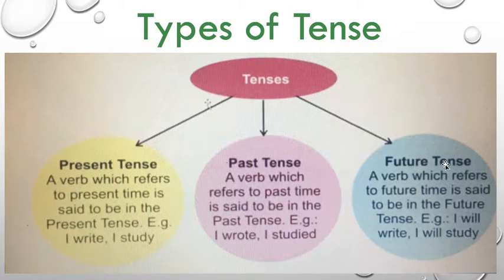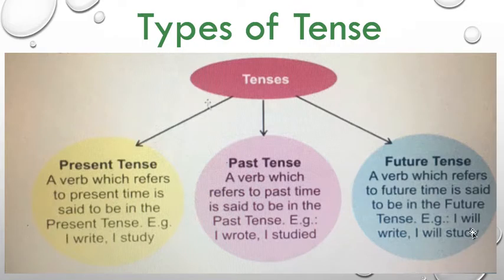Next, future tense. A verb which refers to future time is said to be in the future tense. So any action or state which is going to take place later, in the future, is known as future tense. Example: I will write, I will study.